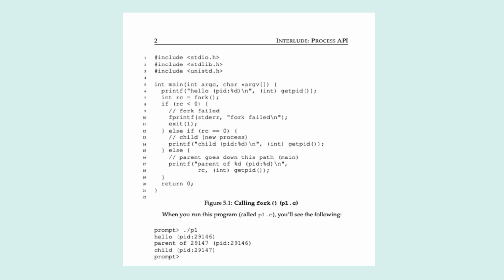In this example we can see that this particular process is the main function running. In the main function, that means a process is running. So this is the parent process. Okay, hello, PID 29146 is the parent process ID. Okay, I'm doing a fork. That basically means I'm creating a child process inside this parent process.